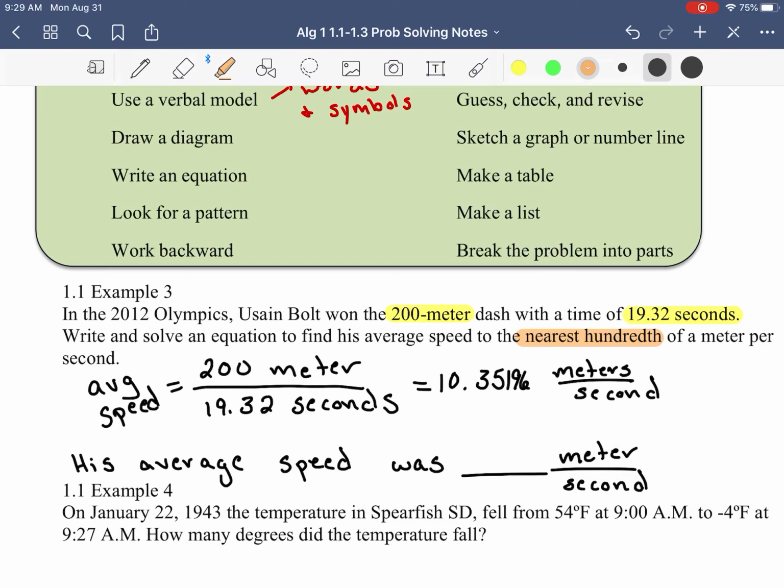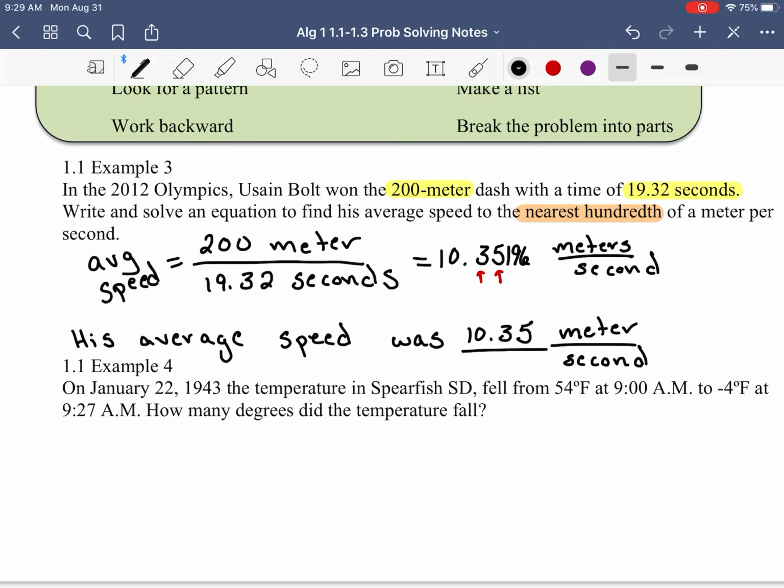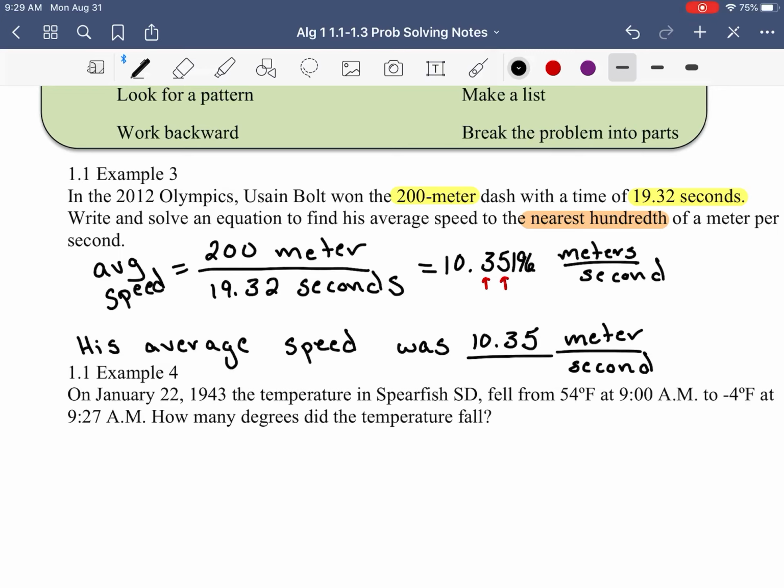So now we need to round this to the nearest hundredth place. So here's tenths, here's hundredths. We want to round to that place, so we look behind, it's a 1. So this would round to 10.35 hundredths of a second. Okay. All right. Next, example 4.